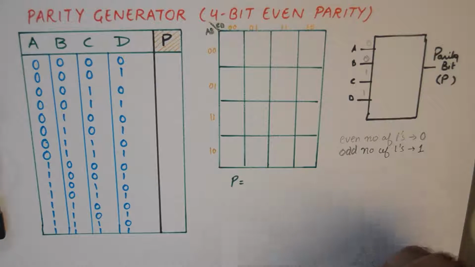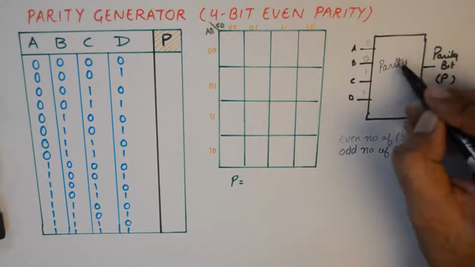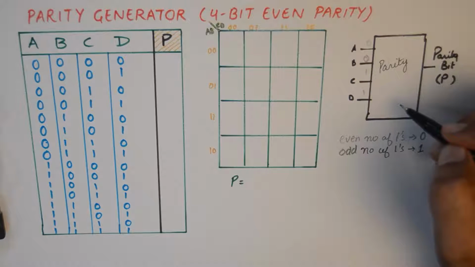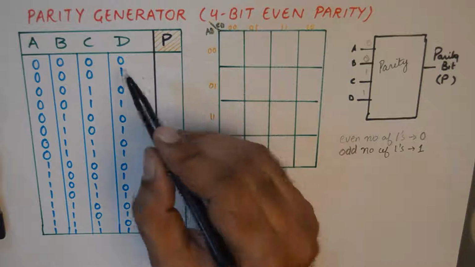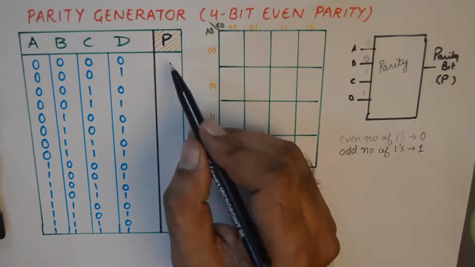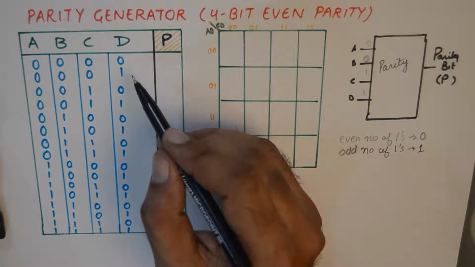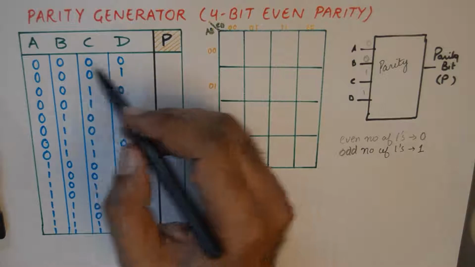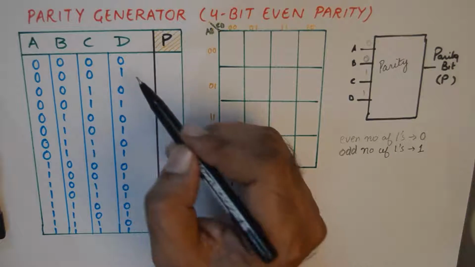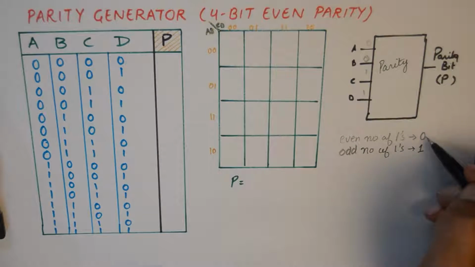Now, to generate a combinational circuit of a parity generator for 4 bits, we'll need to make a truth table where we determine what the output, that is the parity bit, shall be for a given 4-bit number. So we'll populate this truth table. For 0, 0, 0, 0, the number of ones is 0, which is even. So we'll put a 0 here.